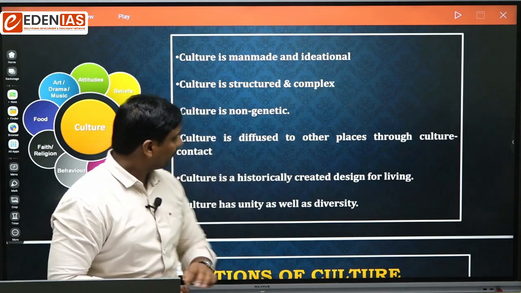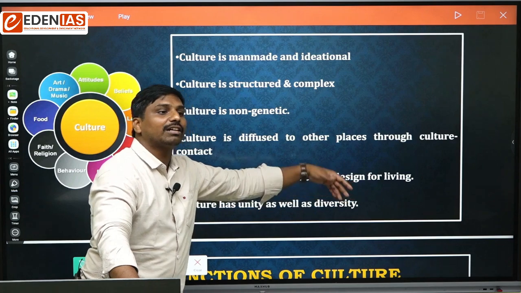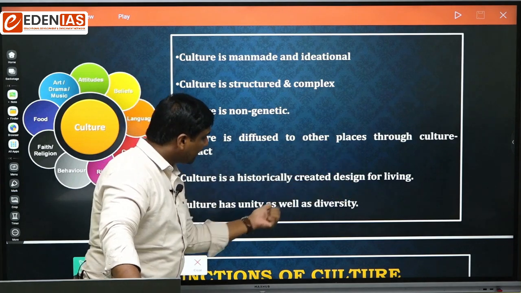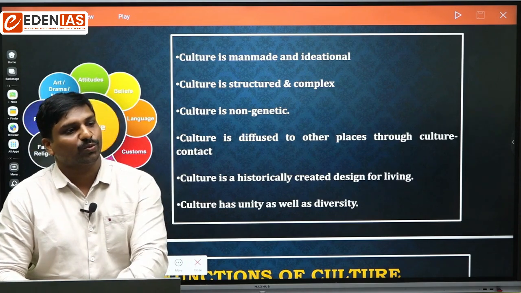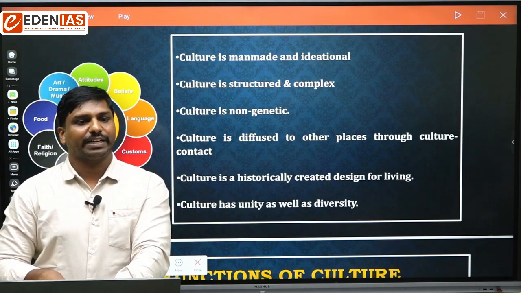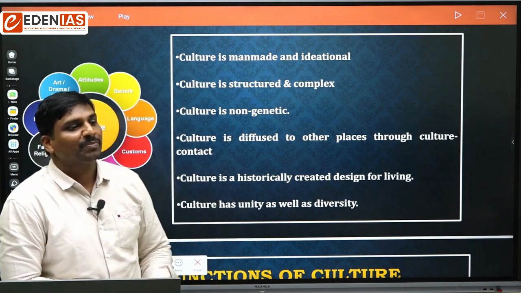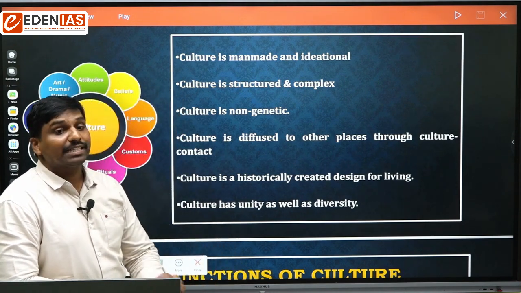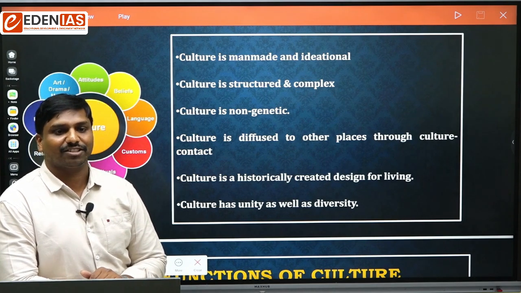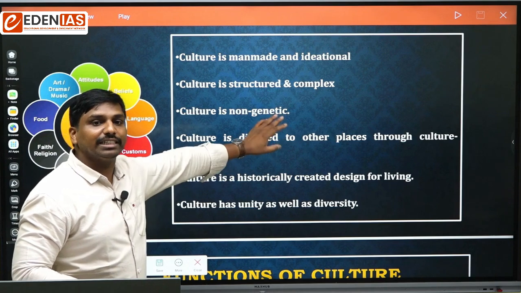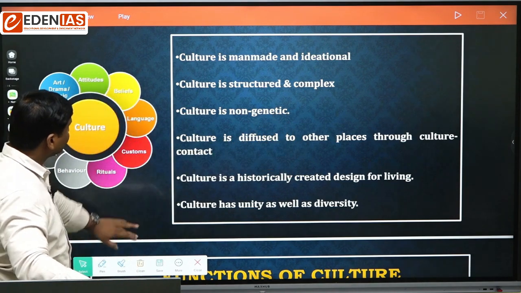Likewise, we can say that despite having diversity in the cultural traits or cultural aspects, there would be unity among the members, right? So Indian society, American society, likewise, we can give examples for society in general parlance. So that's with reference to the various aspects, characteristics or features of culture. Is that clear with the features of culture?